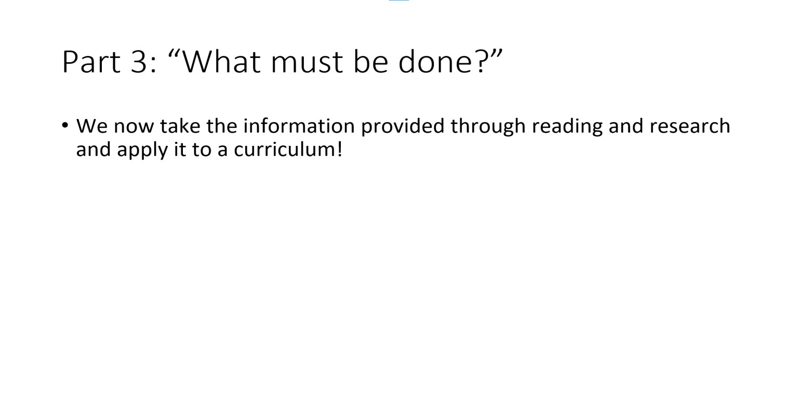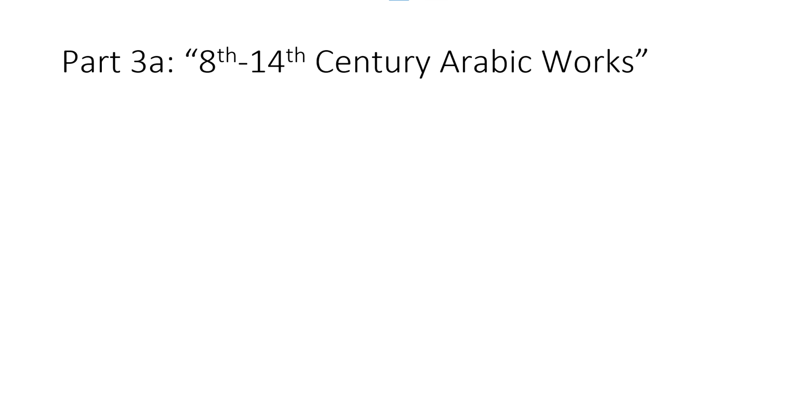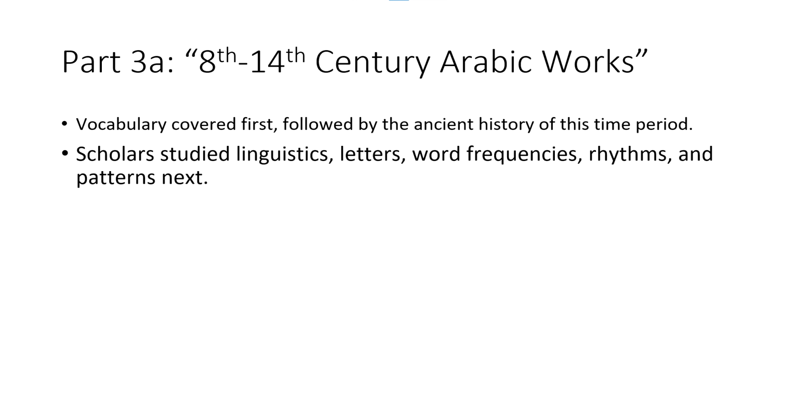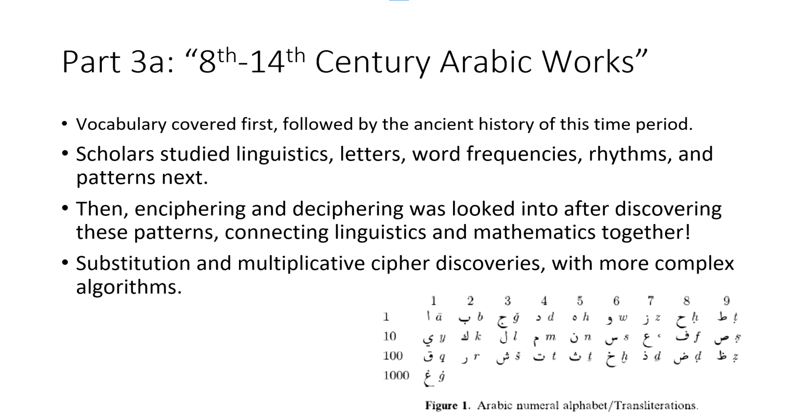If we gather up all the data that we need, this will help us make an effective lesson. Now, there are 3 examples, so I'll just briefly discuss them. In the first lesson, 8th to 14th century Arabic works are looked into. Now, the Arabs were covered in quite some detail in our class, and this sample curriculum is as follows. We focus on the vocabulary and then the ancient history revolving around this area of brilliance. The Arabs discovered linguistic patterns and they substituted Arabic numerals for letters. This led to a substitution in multiplicative ciphers, which are quite complex in comparison to the Caesar ciphers used before.